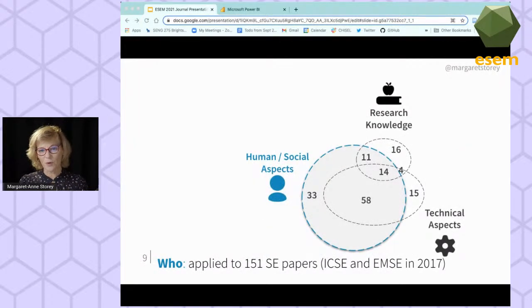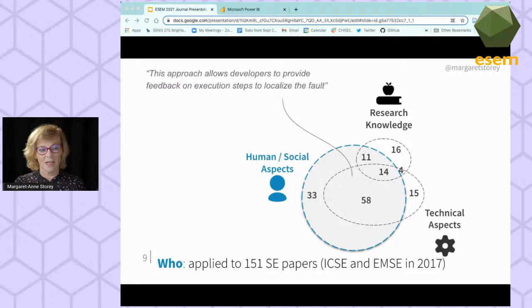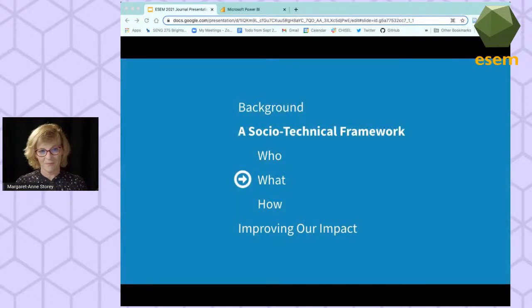So when we applied the who part of the framework to the 151 papers, we see that many of these papers do claim to do research that benefits human stakeholders. In fact, 72 of them are at this intersection between socio-technical, and then a further 44 really focus on the humans. For example, this paper here looks at fault localization, so it's aimed at improving the tool, but also aimed at improving the developers that use the tool. So that was the who part.